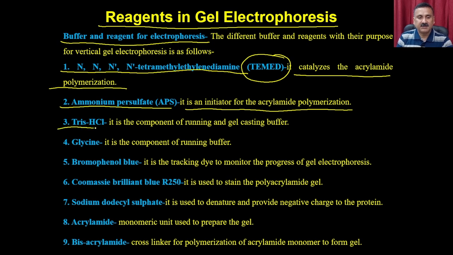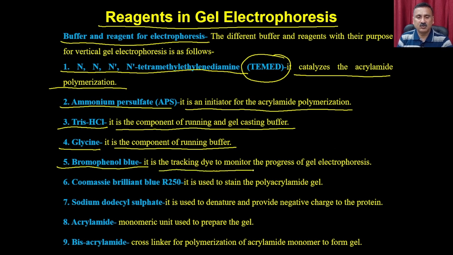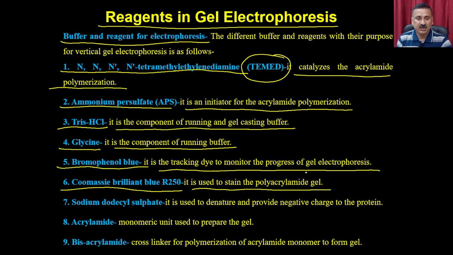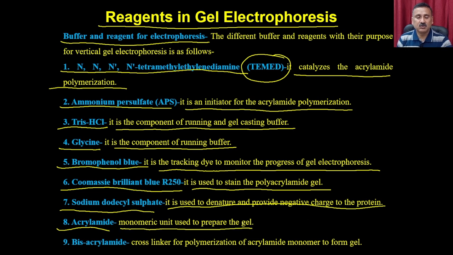Then you require Tris-HCl, which is a component of the running and gel casting buffers. Then you require glycine, a component of the running buffer. Then you require bromophenol blue, the tracking dye to monitor the progression of the gel electrophoresis. Then you require Coomassie Brilliant Blue R250, used to stain the acrylamide gel. Then you require SDS, or sodium dodecyl sulfate, used to denature and provide negative charge to the protein. And you also require acrylamide, which is a monomeric unit to prepare the gel.